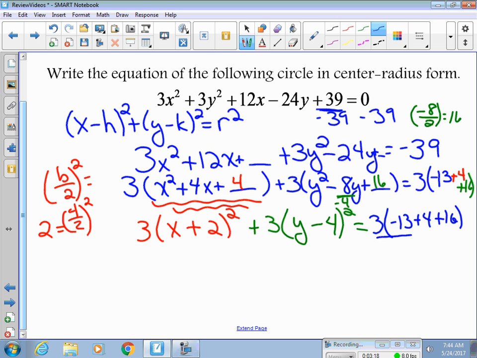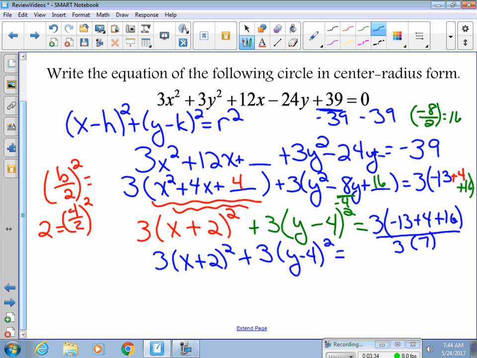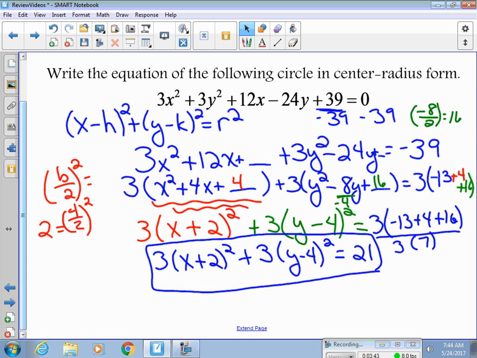That part is the part we have to actually do. Everything else we're going to leave. So we have over on this side 3(x plus 2) squared plus 3(y minus 4) squared is equal to, well, right here I have a 7, so this is actually 3 times 7, or 21. And there is the equation of your circle written in center radius form.